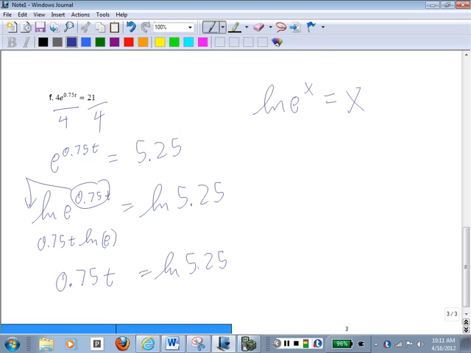So 0.75t equals the natural log of 5.25, and then it's just a matter of dividing both sides by 0.75 and punching into the calculator. t equals the natural log of 5.25 divided by 0.75.